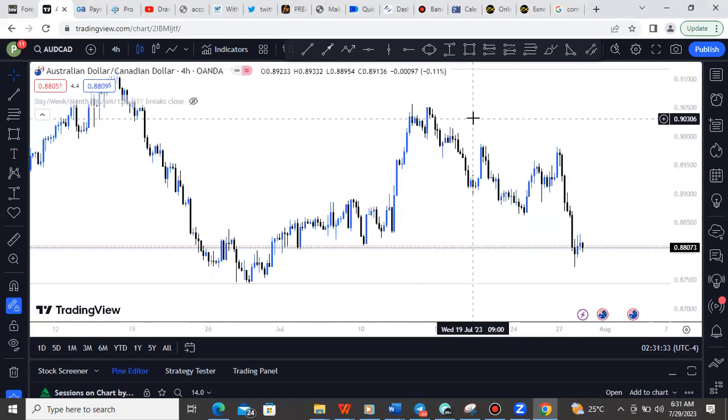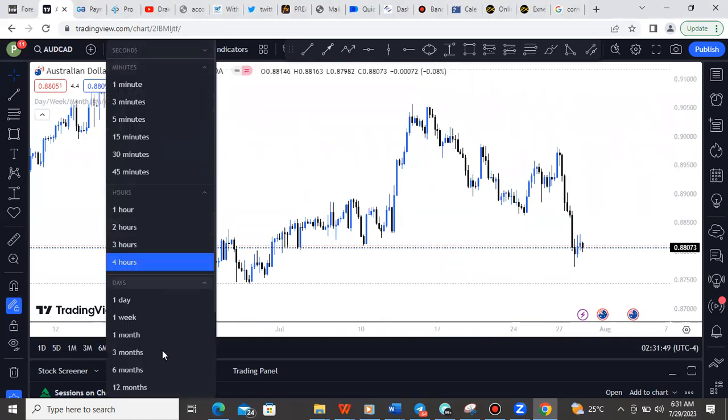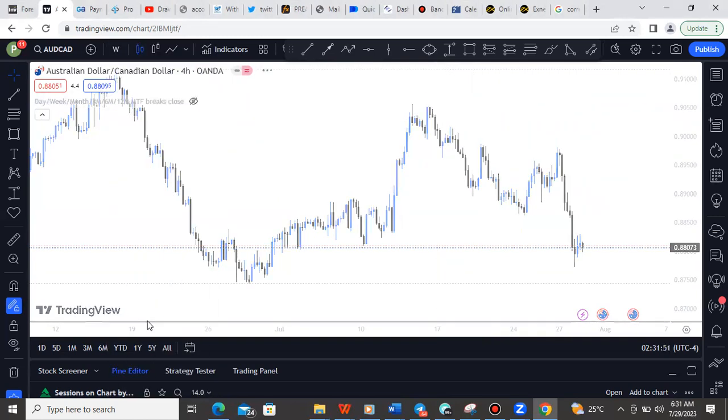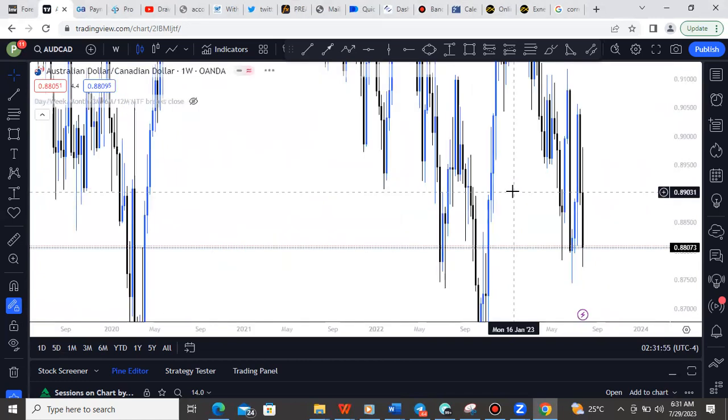Now the first thing I look out for when I come to the charts: I am a range trader. I love to trade between zones. Price always moves from one zone to the other. So one key thing that I do is that I break my chart from the higher time frame to the lower time frame.